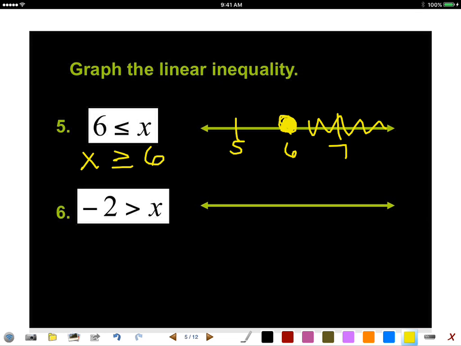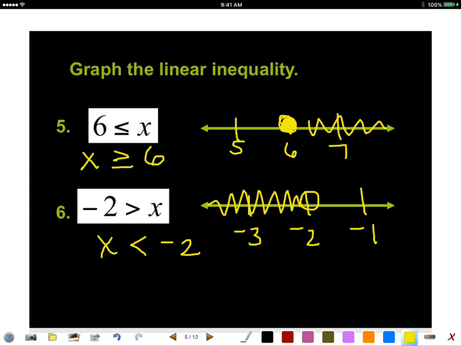Let's do the same thing with the next one. Let's go ahead and flip the sides and flip the sign. Put your negative 2 in the middle. To the left, put a negative 3. To the right, a negative 1. An open circle on the negative 2. And shade to the left. Less than is to the left.